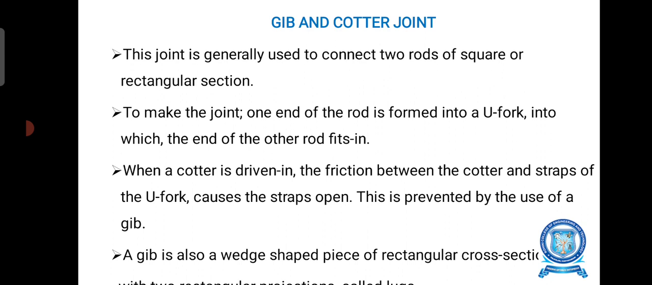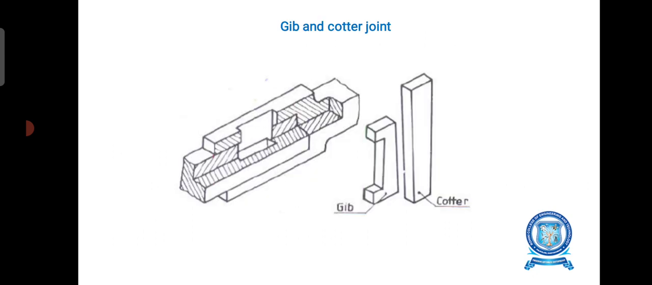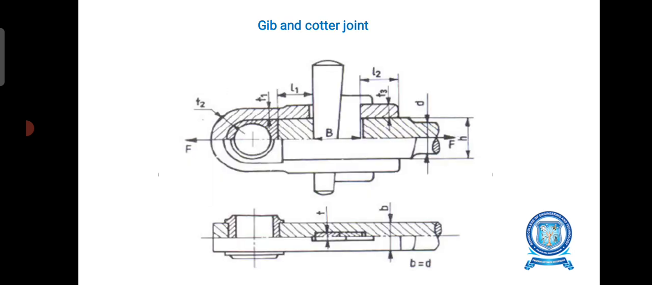A gib is also a wedge-shaped piece of rectangular cross-section with two rectangular projections called lugs. This is gib and cotter joint. Gib and cotter is shown in the figure. This is the cross-section of the gib and cotter joint.